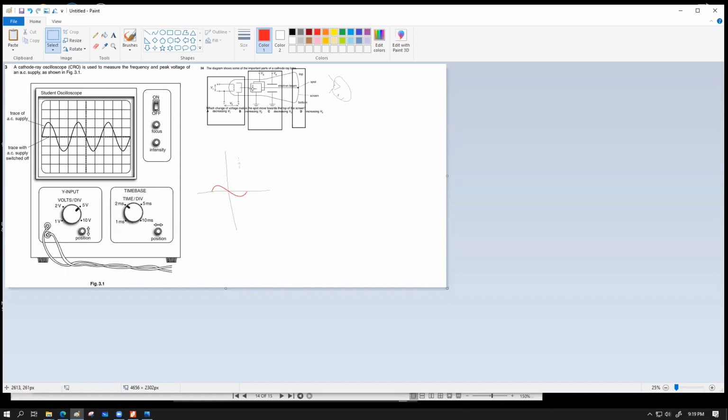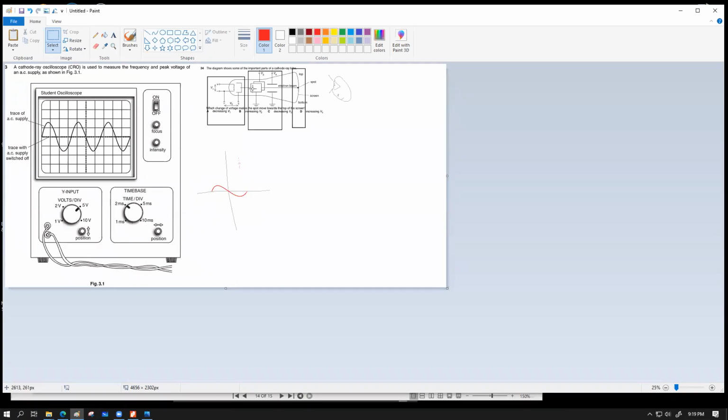But if you have a small time base, meaning the time per division is small, then the time base is going to cover the entire screen pretty fast. But if your time base value is large, then it is going to take significantly longer to cover the entire screen.